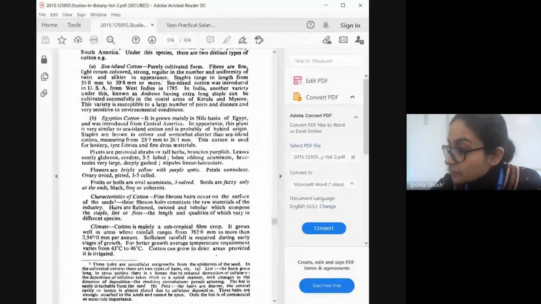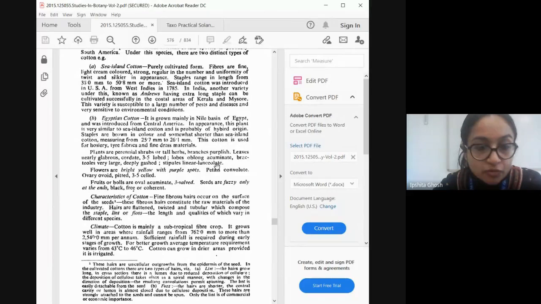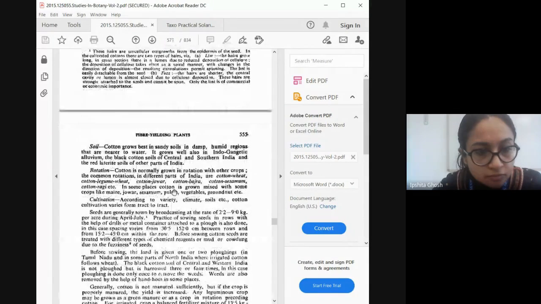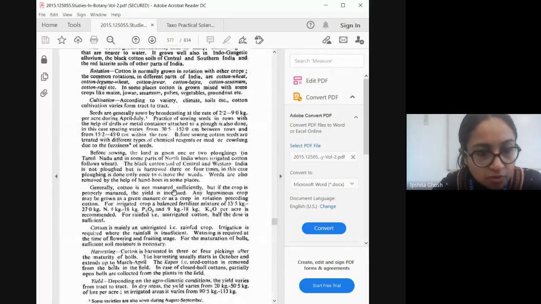So morphology is more or less done. Regarding the uses, we have already covered the uses of cotton. I'm sure all of you can write it because it's very common. Okay, so much of it is not required.